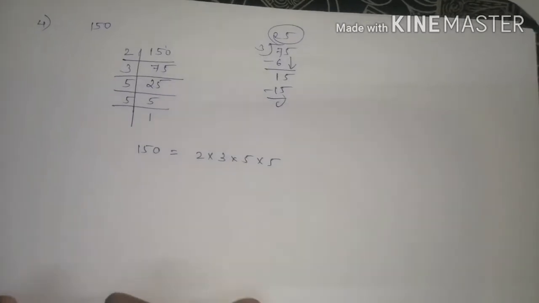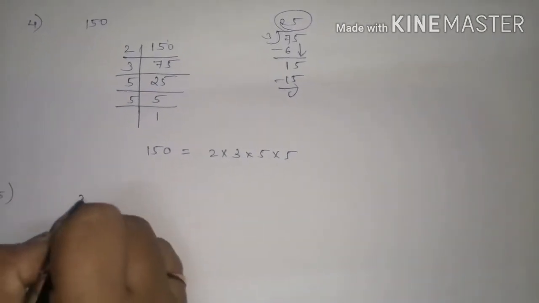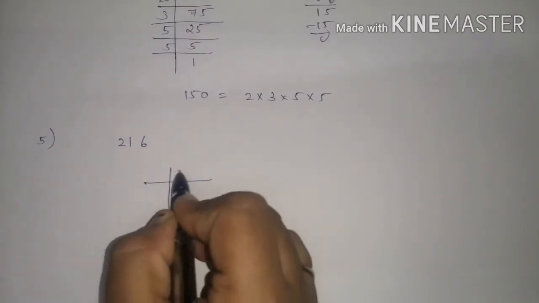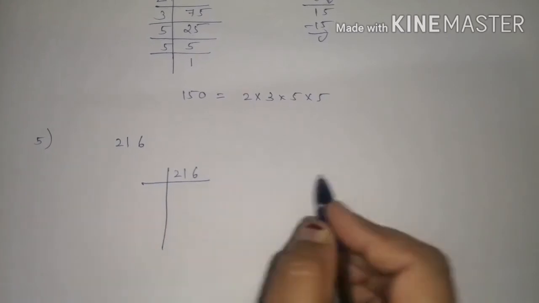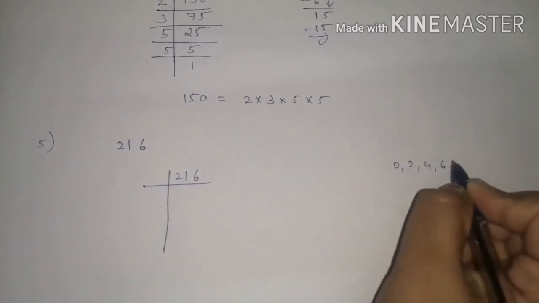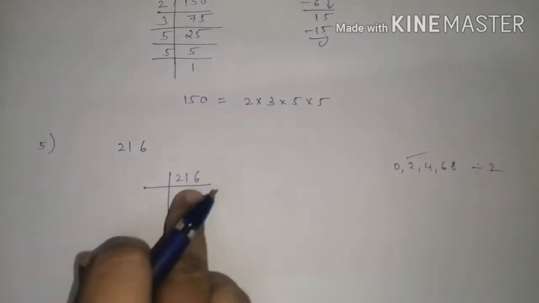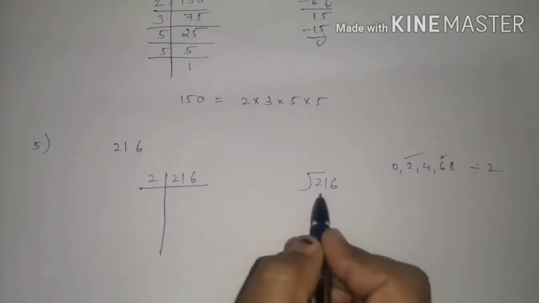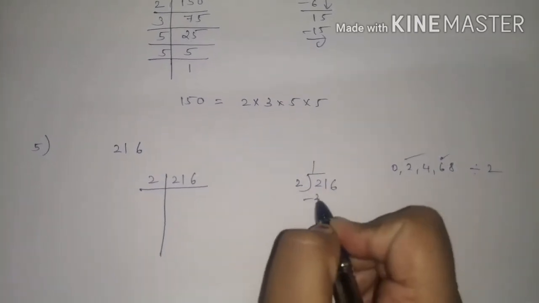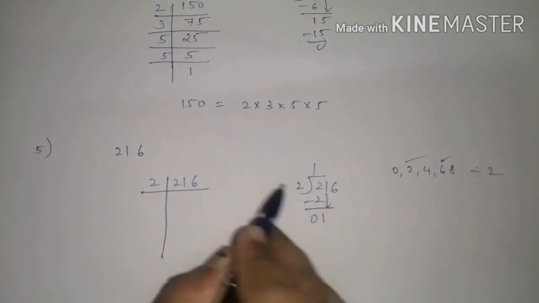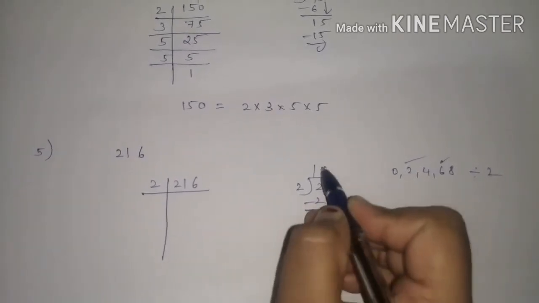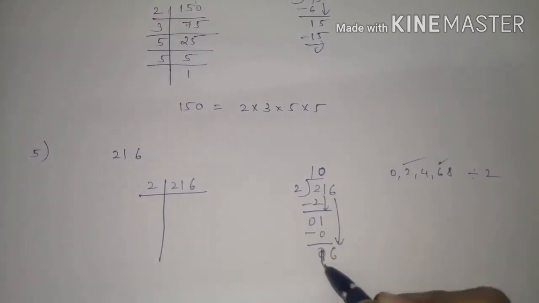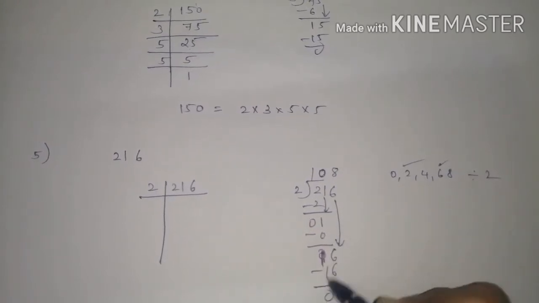The next number is 216. Let's find the factors of 216, children. The units place is 6. 0, 2, 4, 6, 8, then it gets divided by 2. 6 is there, so it will get divided by 2. So divide it by 2. Those who can't do it directly can divide in rough and check. 2 ones are 2, 2 minus 2 is 0. 1 is smaller than 2, so you have to take the 0 first. 1 minus 0 is 1. Take 6 down. Now 16. 2 eights are 16.